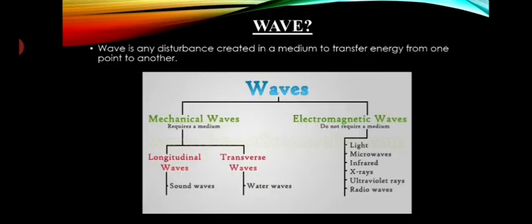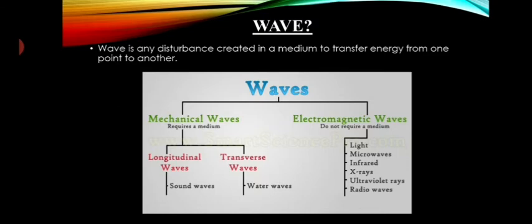Now what do you mean by a wave? A wave is nothing but a disturbance that is created in any medium to transfer energy from one point to another point. For example, when you throw a pebble or a stone in a lake, you can see the ripples formed, that is in the form of waves. The circular waves are called surface waves, which are formed when you throw a stone, and they are transmitted from that point towards further points in the water.